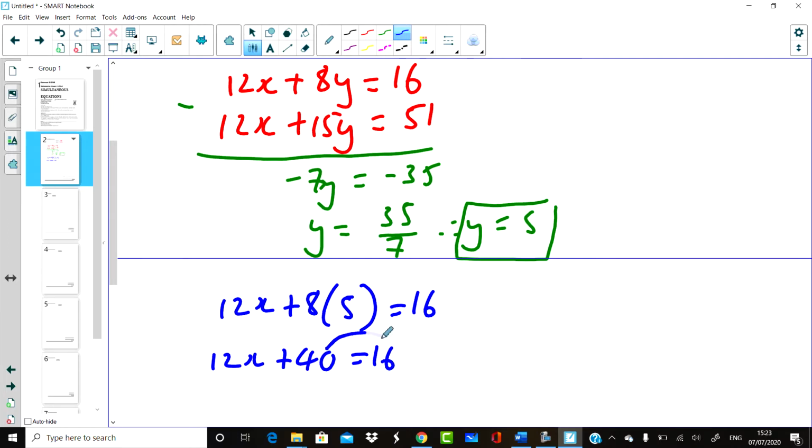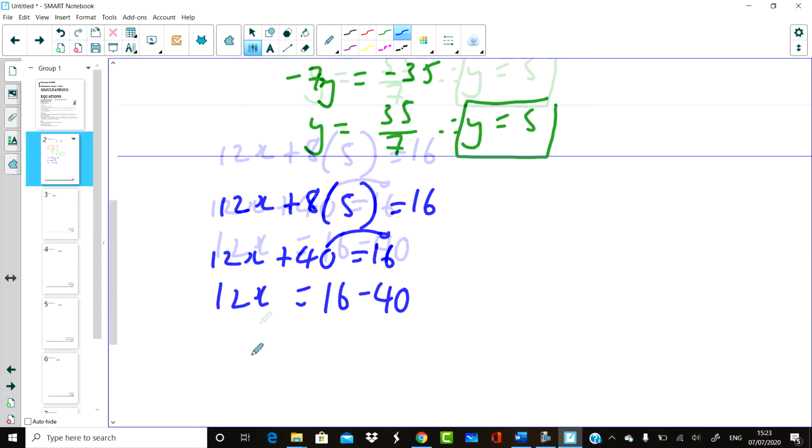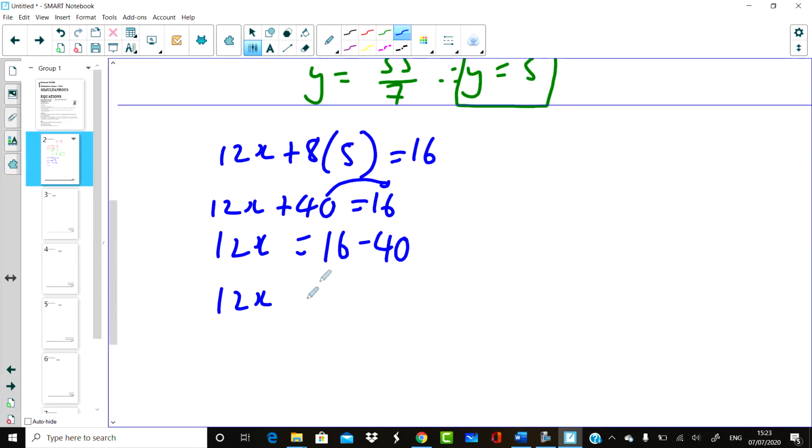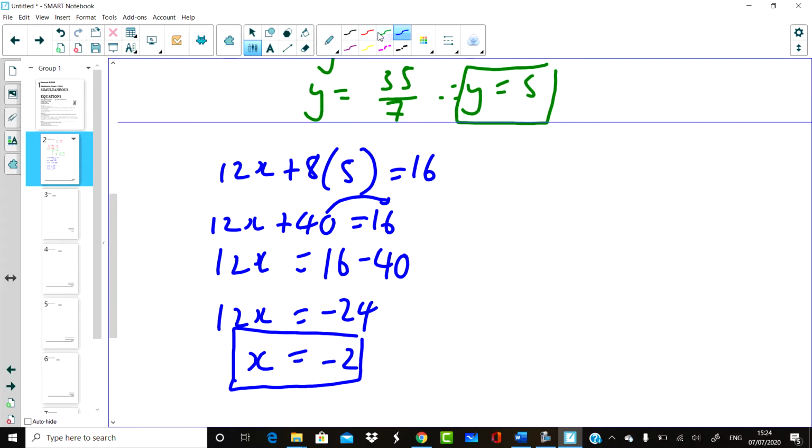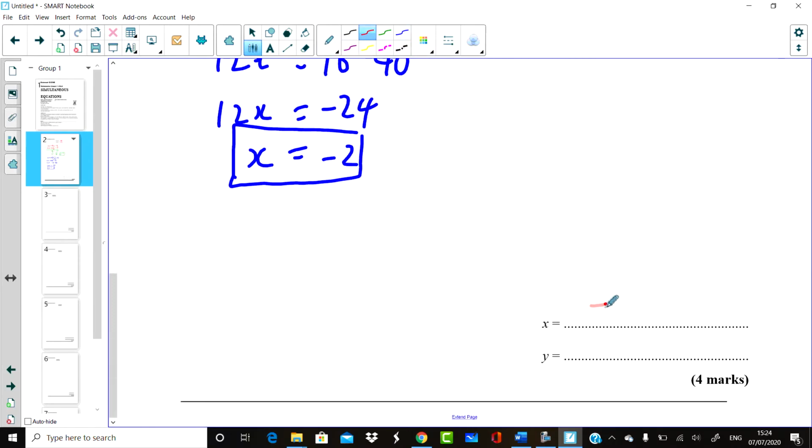We take 40 to the right side, so therefore we have 12x is 16, take away 40, and 16 take away 40 is just going to give us minus 24, and we divide both sides by 12, so x is minus 2, and that's our second answer. So we have x is negative 2 and y is 5.